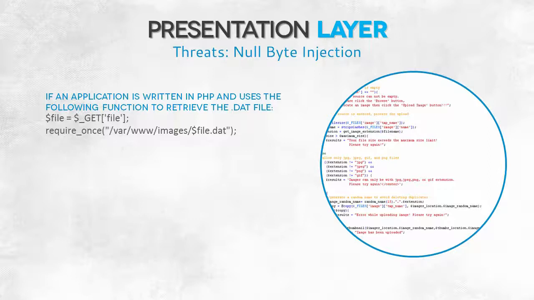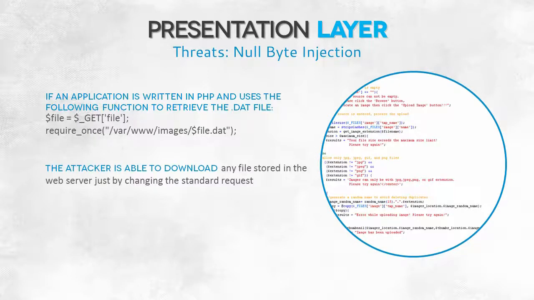Suppose that you write a script in PHP allowing someone to download files with the DAT extension. We could do it as it's shown. This is a simple function allowing us to download a DAT file with the name specified by the user. The function will work properly if the user executes it in the following way: http://www.server.com/user.php?file=myprofile.dat.